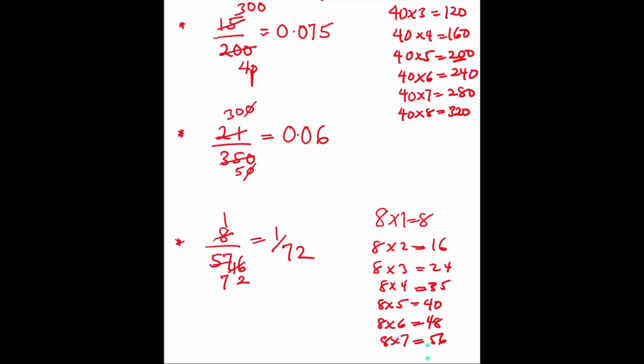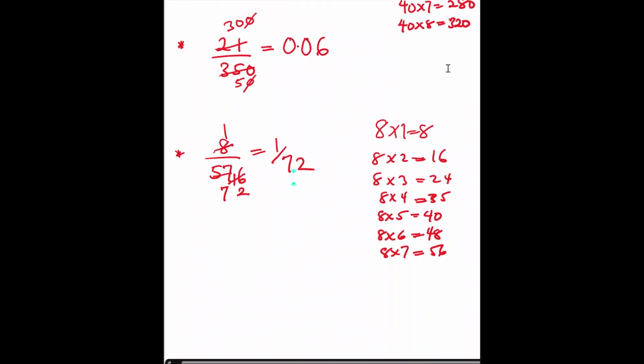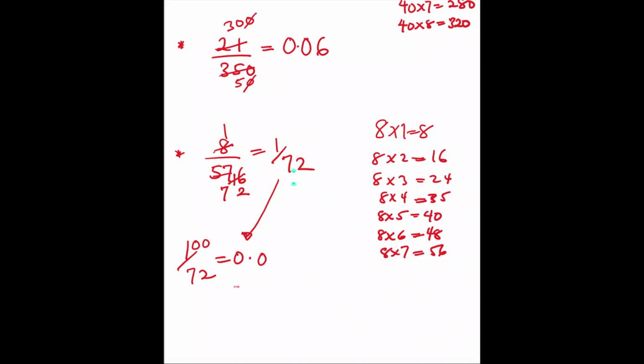So we have 1 over 72, so we write out 1 divided by 72. Let's divide it. 1 divided by 72 will be equal to 0. Let's put 0 at the back of 1 to make it a little bit bigger. 10 divided by 72 is still 0. So now let's do 100. 100 divided by 72 is going to be 1, and then we are going to have 28 left.